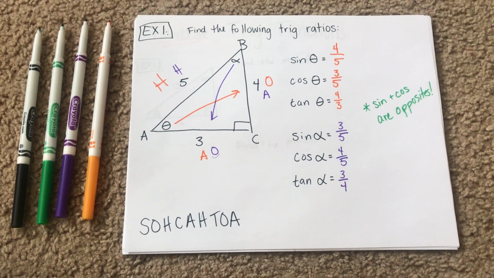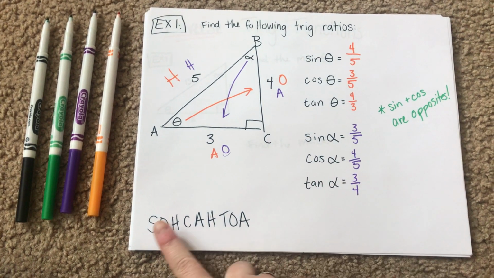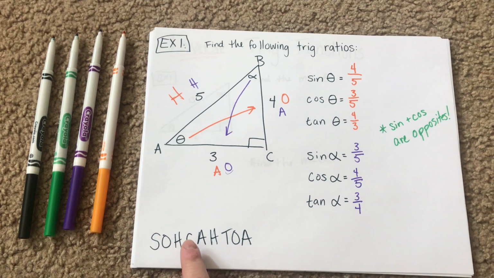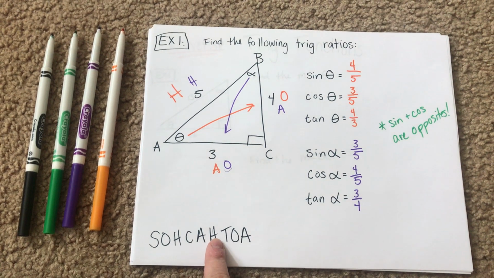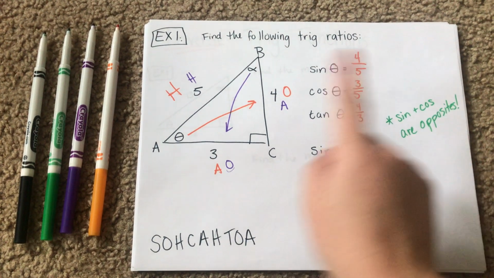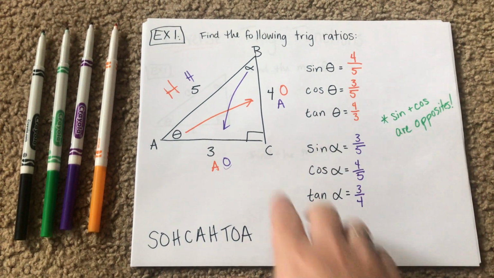In the last video we ended talking about trig ratios. We talked about SOHCAHTOA and how that means sine is opposite over hypotenuse, cosine is adjacent over hypotenuse, tangent is opposite over adjacent. And today we're going to talk about how these ratios actually help us to find angle measures.